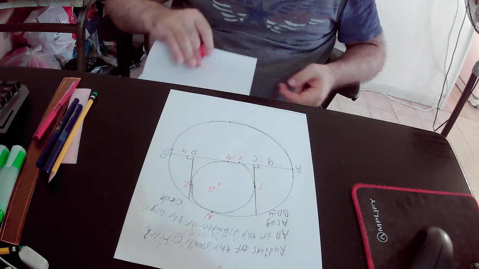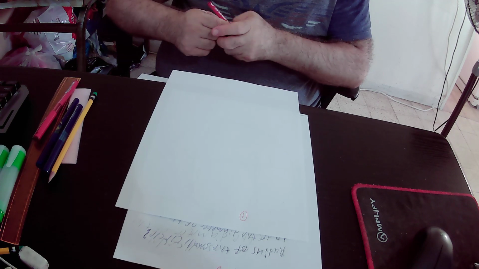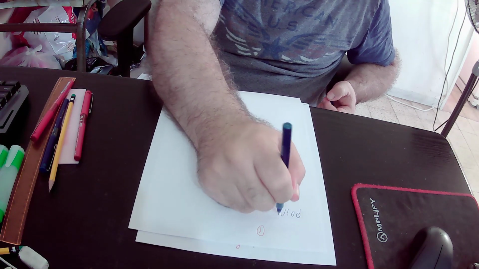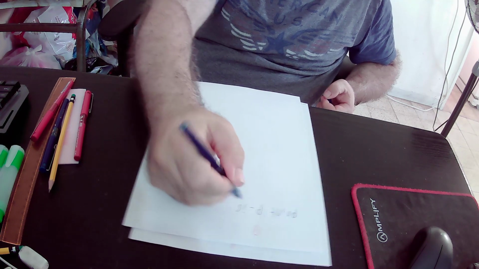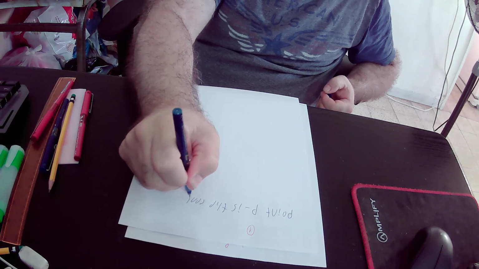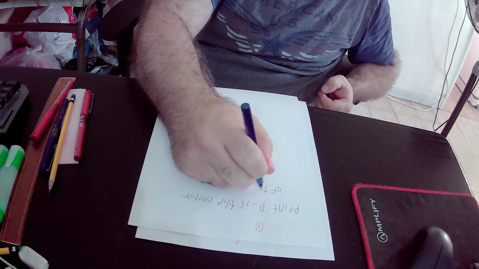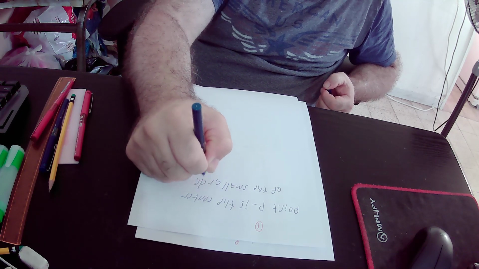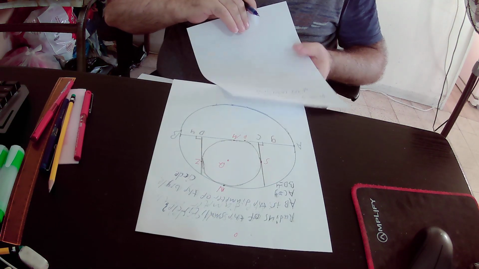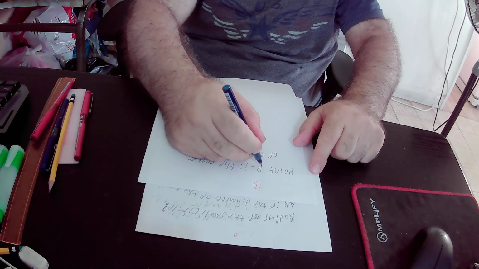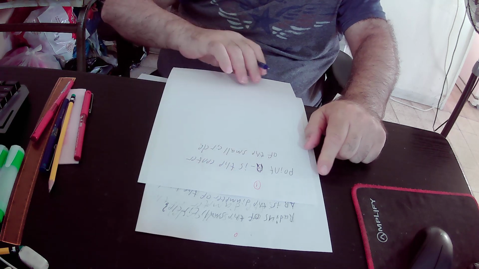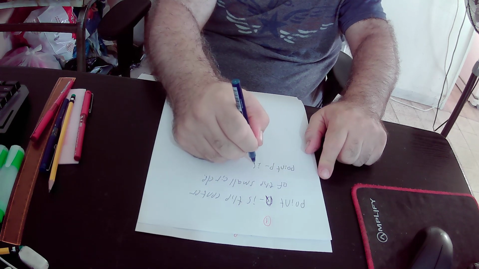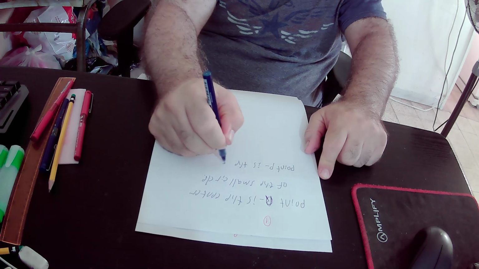So I will write it down. Point Q is the center of the small circle, and point P is the center of the big circle.